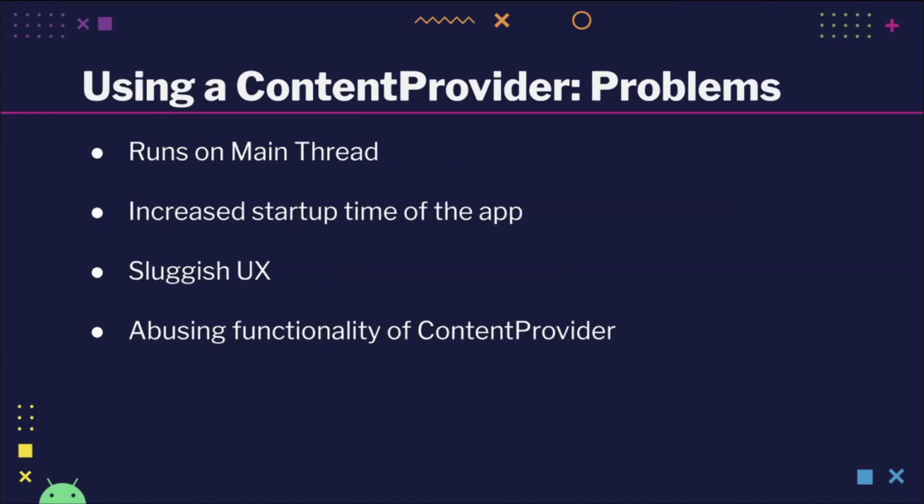What you also need to make sure of is that we know that content providers run on the main thread, so the initialization is also happening on the main thread. That leads to an increased startup time of the app. The UX gets sluggish. And let's be honest, we are abusing the functionality of the content provider. Content providers are supposed to provide multi-process content access from your database, but we are using it for just getting the context.